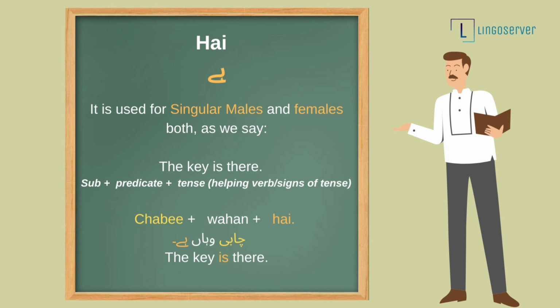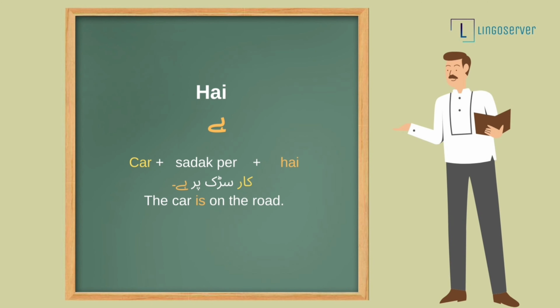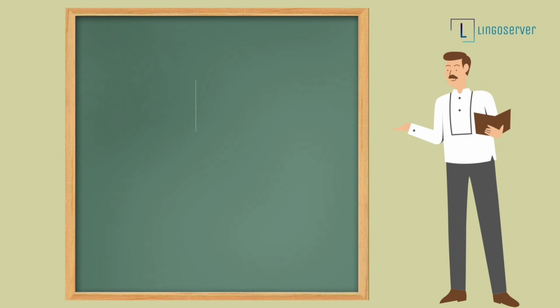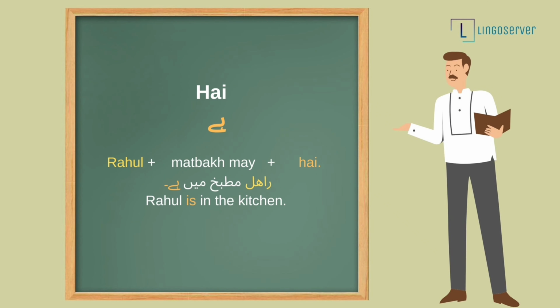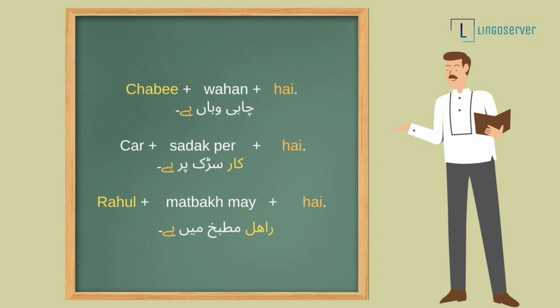As we say, the key is there. चाबी वहाँ है. The key is there. कार सड़क पर है. राहुल मतबख में है. Rahul is in the kitchen.